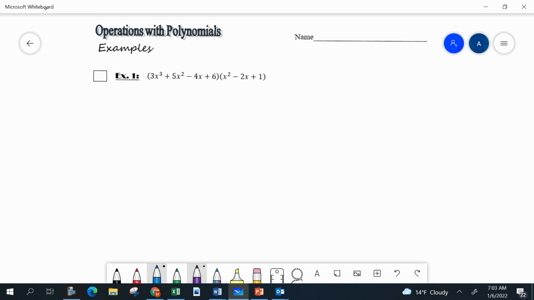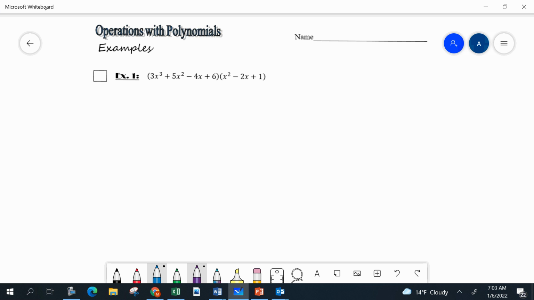All right, hi there. So what you're looking at is the examples that we did in class over operations with polynomials. You can find this PDF on Schoology, and I linked it to the absent work outline. If you're unable to print it, you could always just get out a piece of paper and copy the problems down, because really they're not too lengthy.